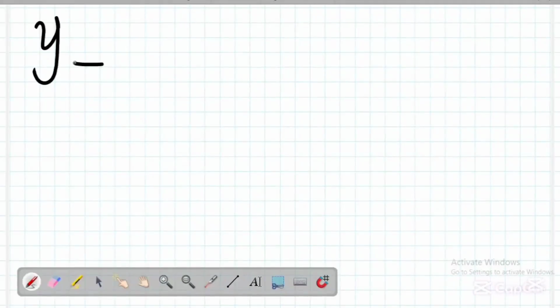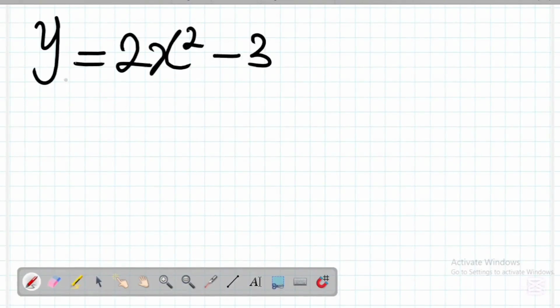Assuming y is equal to 2x squared minus 3, and we are asked to differentiate y with respect to x using first principle method. How do we solve this? Our first task is to add changing y to y, and then add changing x to x.